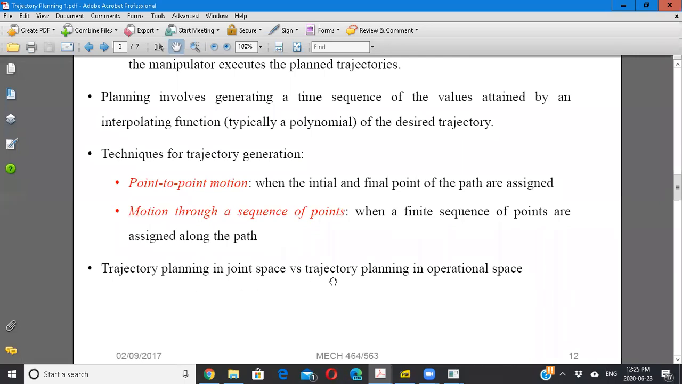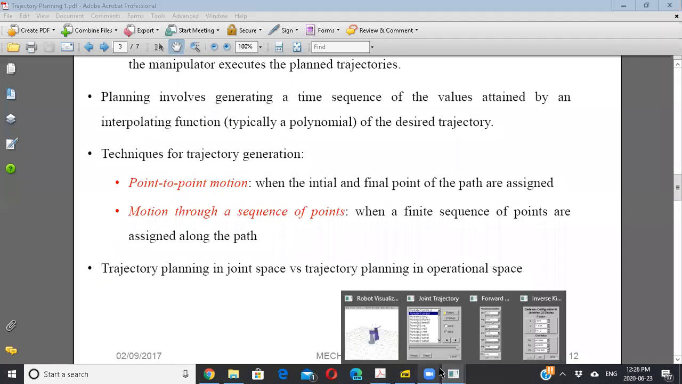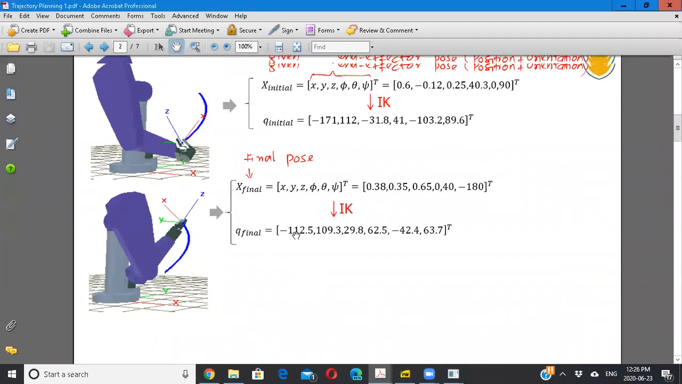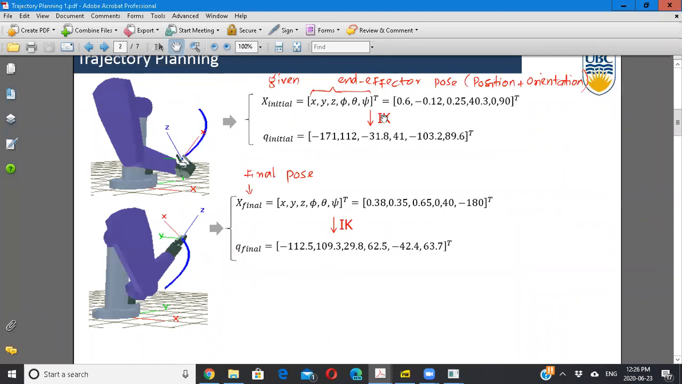Trajectory planning in joint space versus trajectory planning in operational space. We converted everything into joint space right in the beginning. We took the initial Cartesian position and orientation, and the final Cartesian position and orientation, and converted them into joint angles. And then we do interpolation in the joint domain. I mean, we just take these thetas and these thetas, and we find intermediate Q points. We could have done that with the Cartesian positions. That would be planning in Cartesian space. But right now, let's plan the trajectory in the joint space.